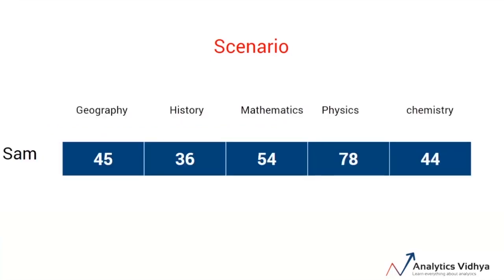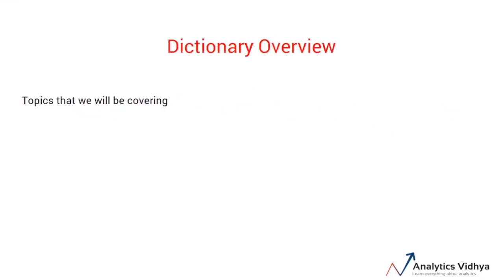So this is how dictionary is going to solve our problem. Instead of indexes, marks are stored using names or keys as we call them in dictionaries. So geography, history, mathematics, physics and chemistry are the keys, and 45, 36, 54, 78 and 44 are the values corresponding to these keys.